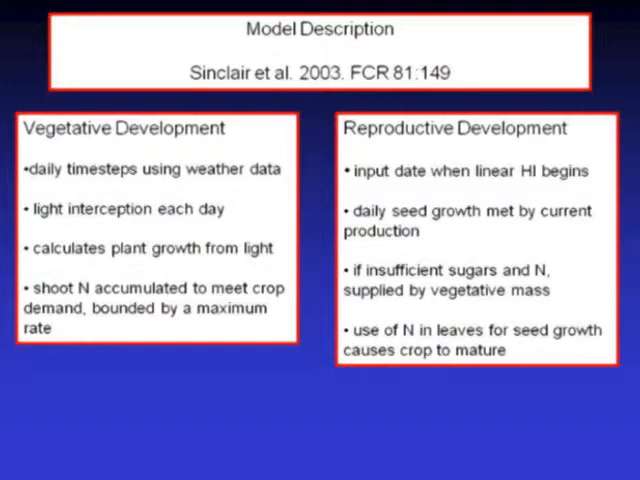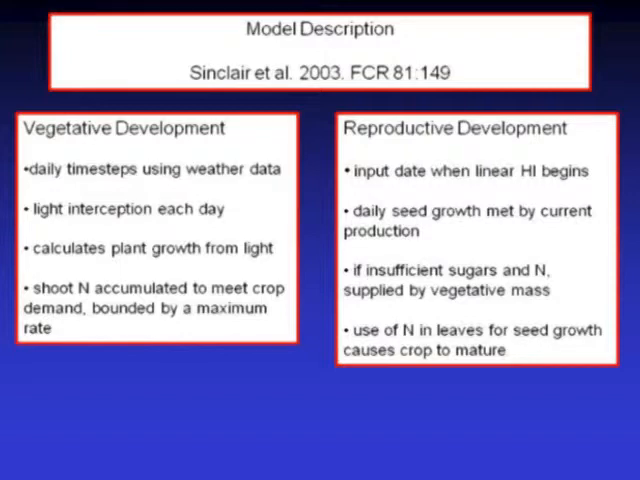So during vegetative development, the model uses daily time steps using weather data that we've collected from very close to his farm. We are able to measure light interception each day, and then we predict light interception each day based upon the model parameters. This calculates the plant growth rate based upon the amount of light that's intercepted, and then the shoot nitrogen accumulates to meet whatever the crop needs, bounded by some maximum rate.